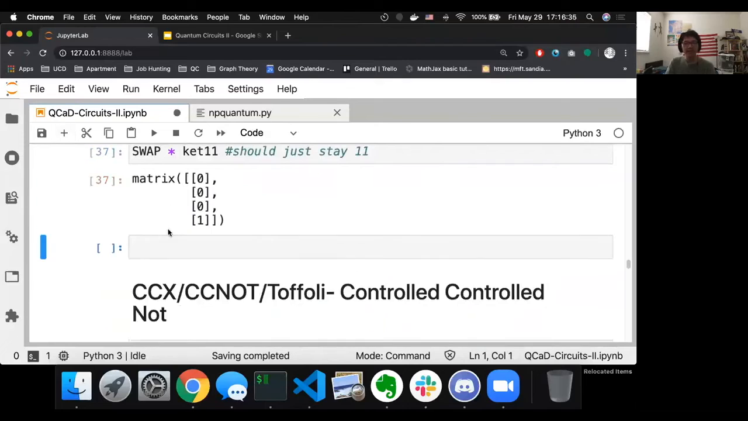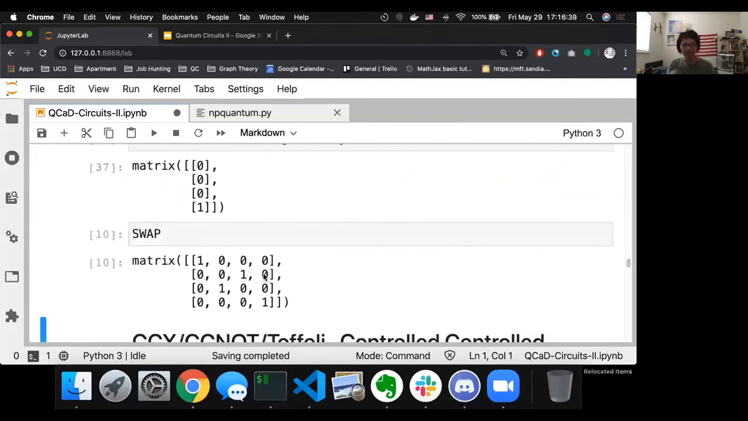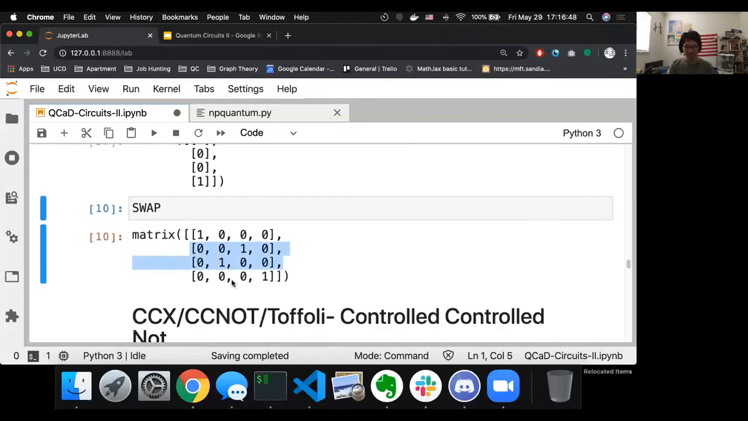And just to show you guys, let's see for ourselves. Swap looks like this. It looks like an identity matrix, but the middle 2 rows have been swapped.